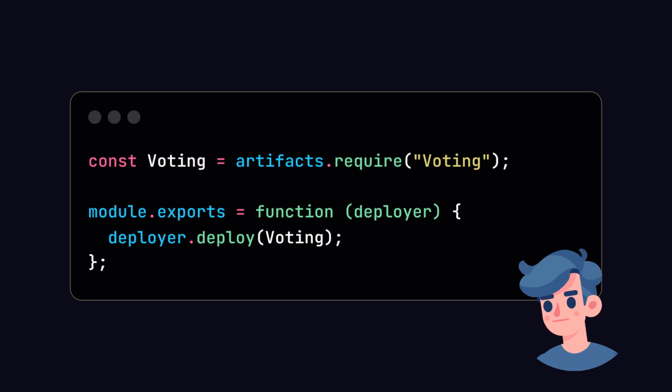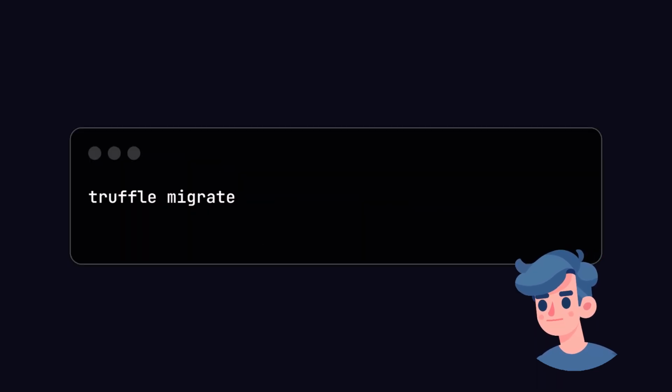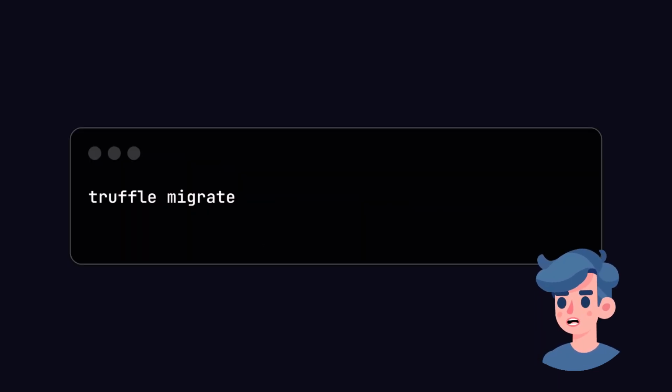To deploy the smart contract, we need to create a migration script. Migrations are an important part of Truffle that helps in deploying contracts. Let's create a new file to_deploy_contracts.js in the migrations directory. In this script, we import our voting contract and deploy it using Truffle's deployer utility.